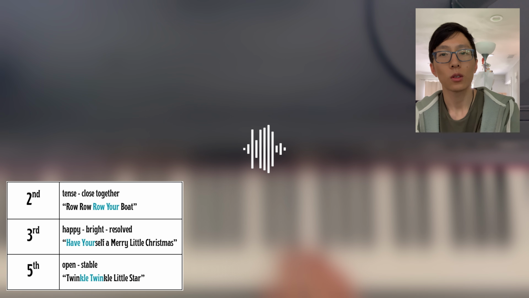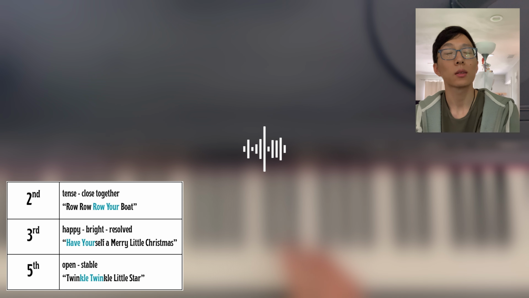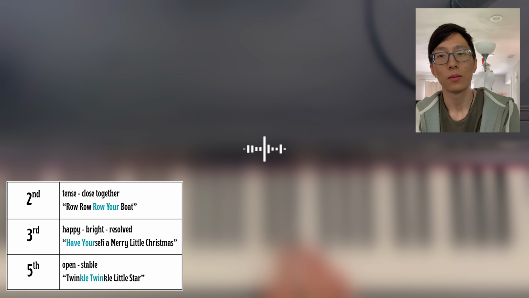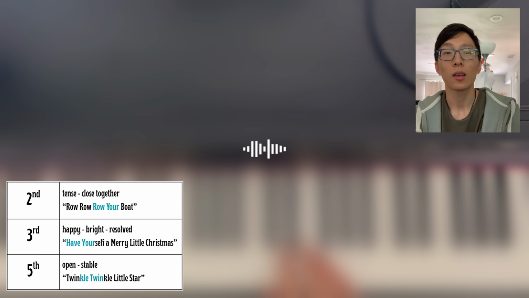Ask yourself whether these notes are close together or far apart. Is it tense or resolved? And this interval is a second. Here are the notes that I played.